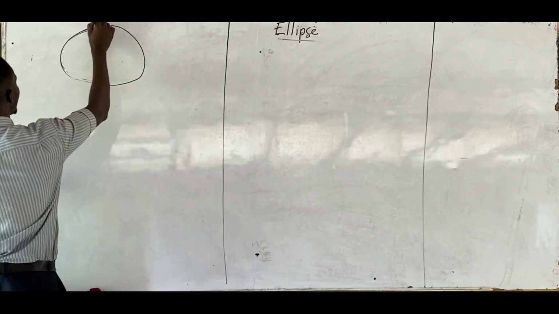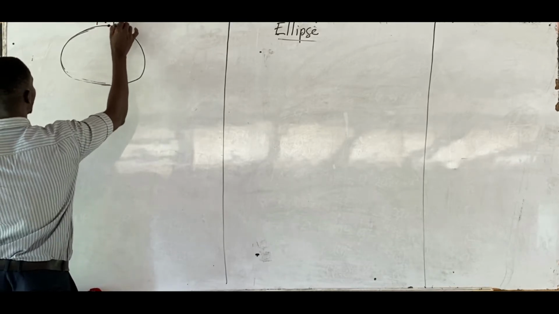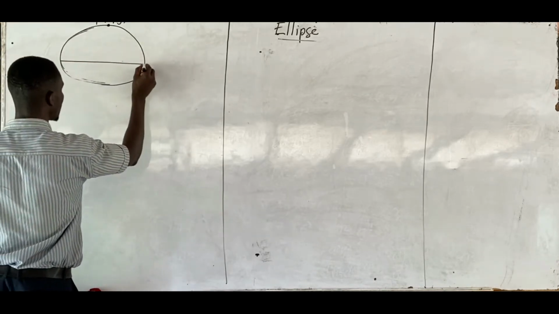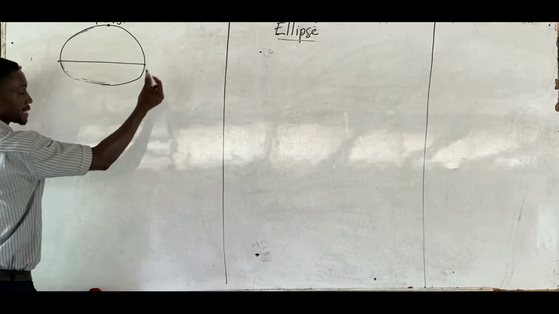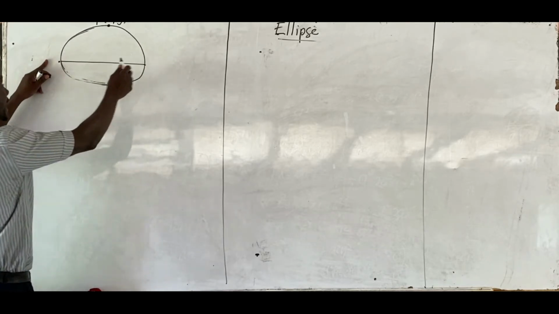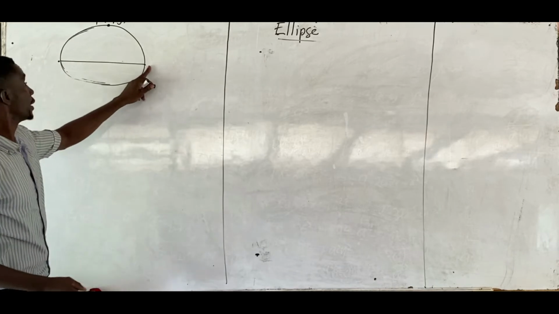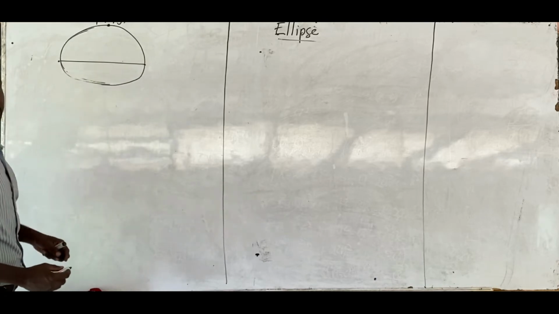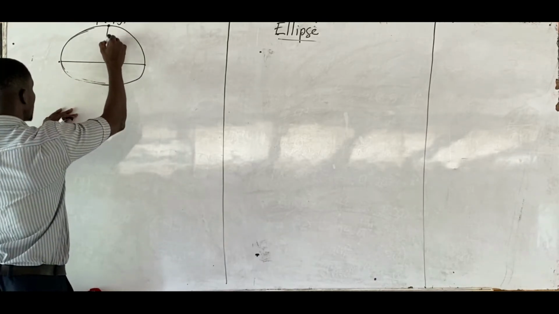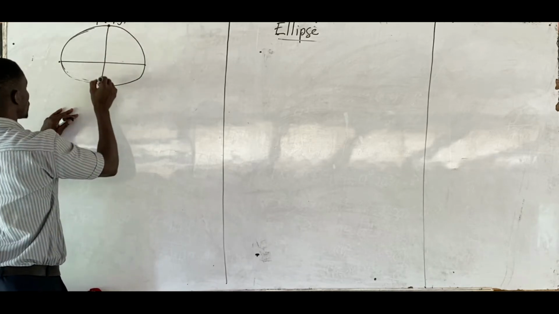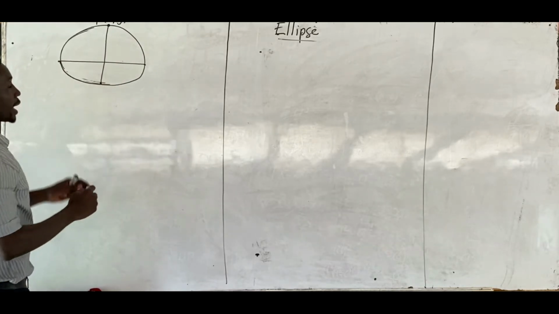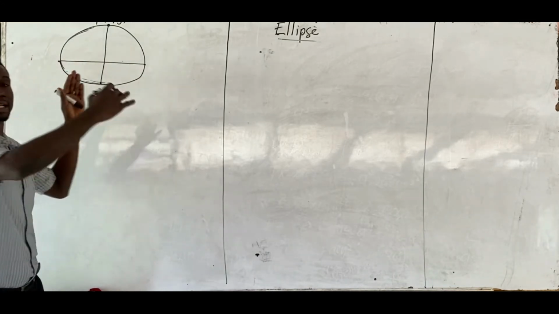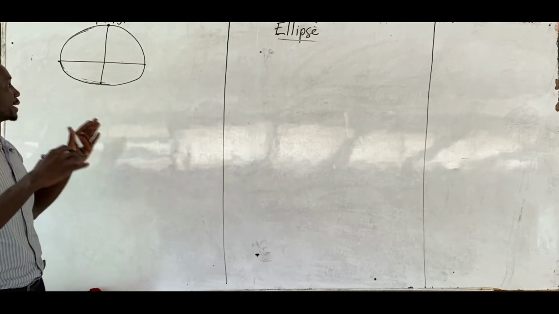If you have a variable point xy here, and let's take this line as the x-axis. The x-axis from one vertex to the other vertex is called the major axis. The major axis distance is 2a. And the y-axis is the minor axis. From this point to this point is the minor axis. The minor axis distance is 2b. But 2a is greater than 2b, and therefore a is greater than b.